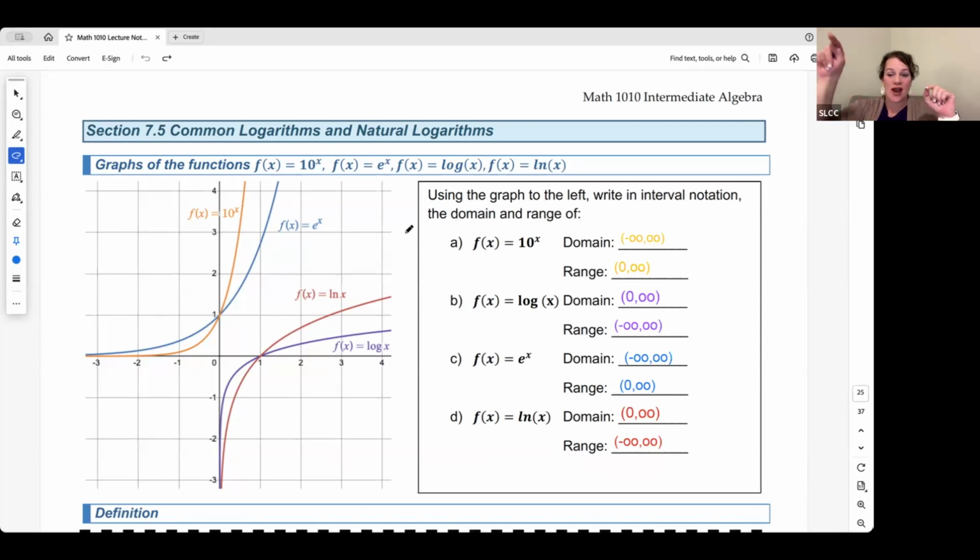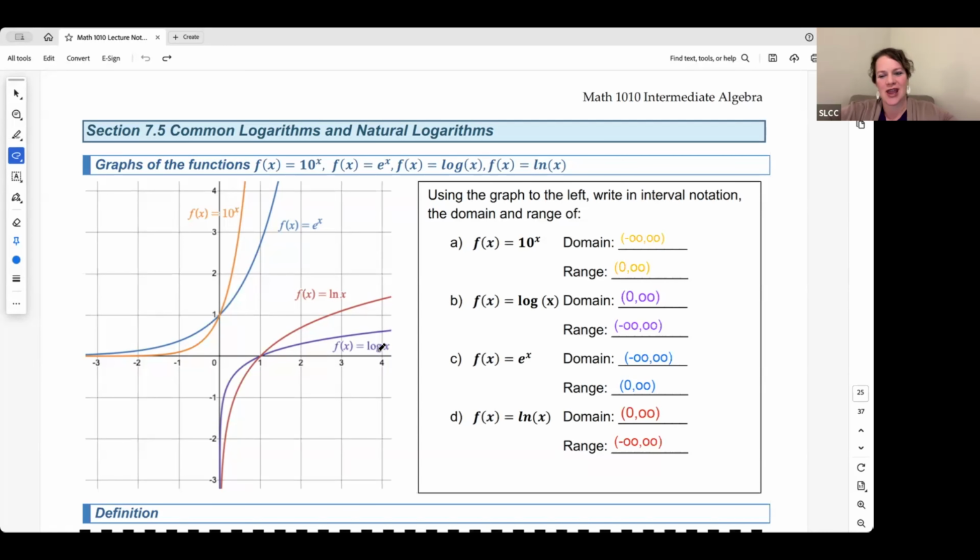So if I took this graph and made a dashed line right through y equals x and folded it in half, then you would see that e to the x would lie right on top of the natural log of x, and 10 to the x would lie right on top of the log of x. Why does that work and how does that work? That's what we're going to talk about in this section 7.5.